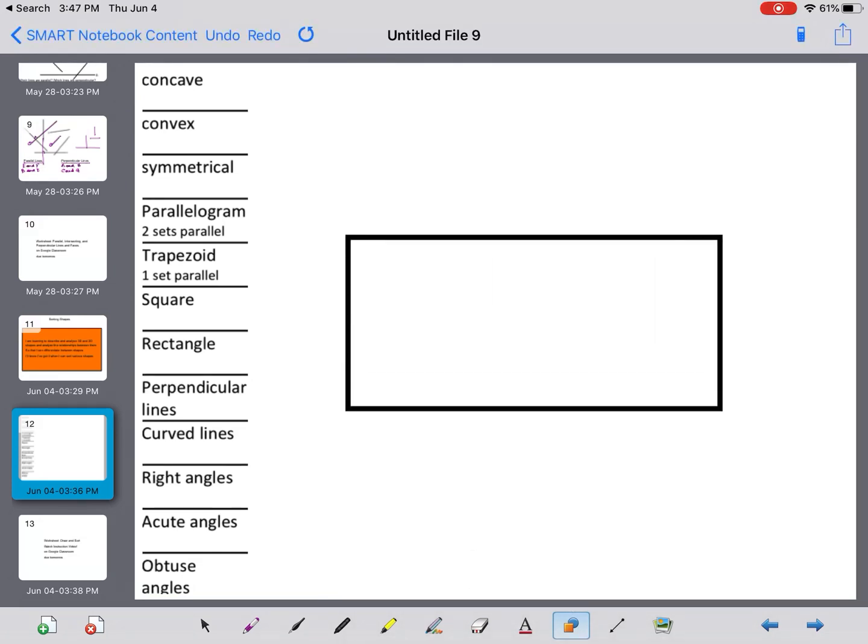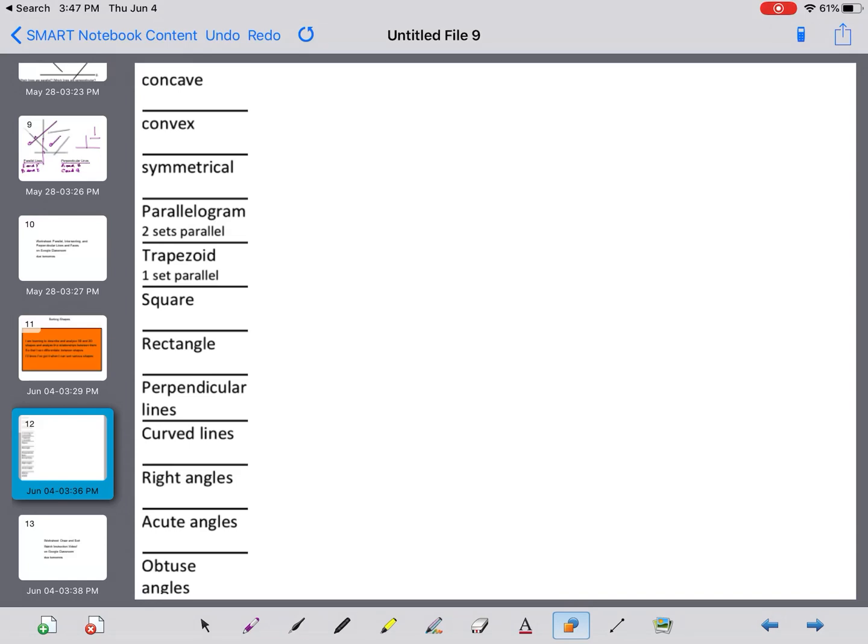A rectangle is kind of an elongated square, okay? So it has 4 right angles, it has 2 sets of parallel lines, and it has 2 sides the same length and the other 2 sides are the same length, okay?